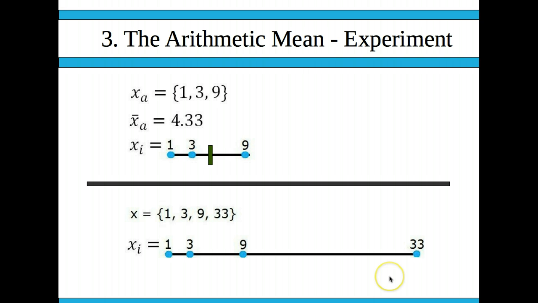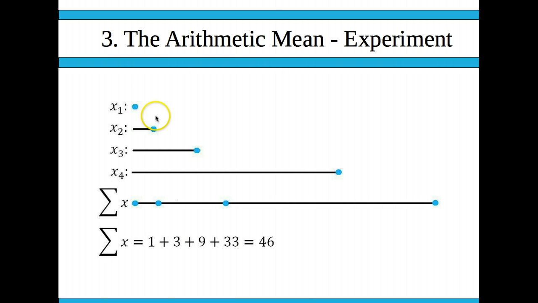What effect is this going to have on our arithmetic mean? Is this still going to be a good measure? Well, we're going to have to calculate it. So what we're going to do now is we take each distance that each of our observations have. So this is our first one with 1 friend, 3 friends, 9 friends, and then 33 friends.